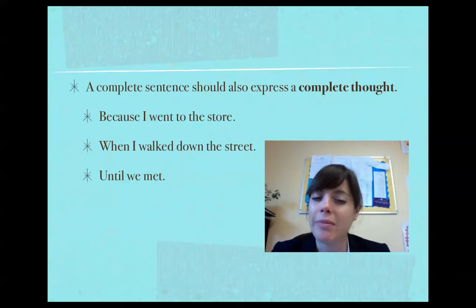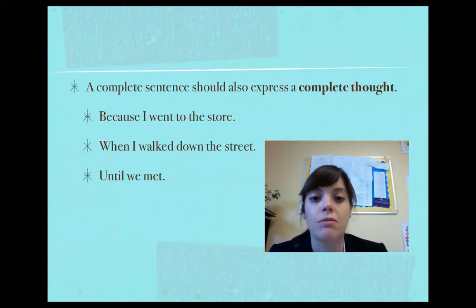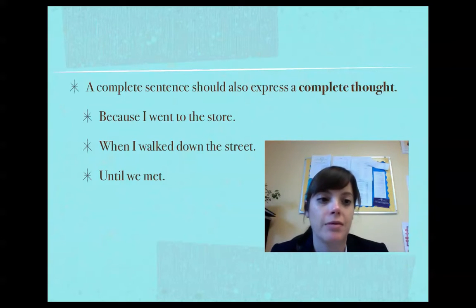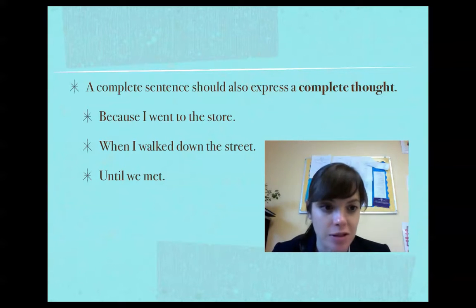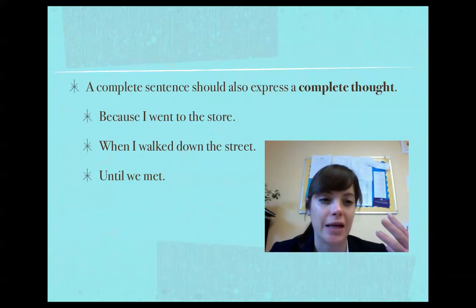Alright, now, what I mean by complete thought is that you shouldn't leave me on a cliffhanger at the end of your sentence, okay? If I say something like, because I went to the store, and then I just put a period there. I have no idea why you went to the store, okay? Or what happened because you went to the store. So you have to finish that thought. You can't leave me hanging there.